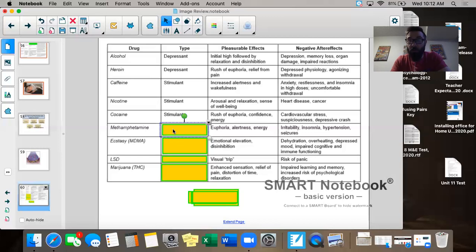Methamphetamines are a category of drug, not just a single one, but they are stimulants that are much longer acting. If you were to ask for a difference between cocaine and meth, meth lasts longer. Euphoria, alertness, energy, and again, it gets really weird. Irritable, you will not be sleeping because it lasts a very long period of time. Hypertension is going to be a heart thing, heart problems.